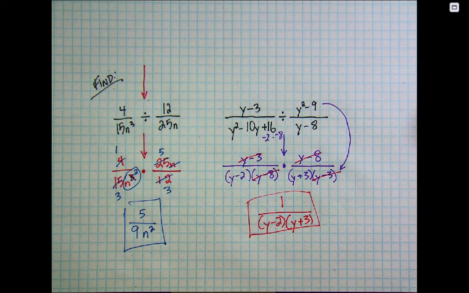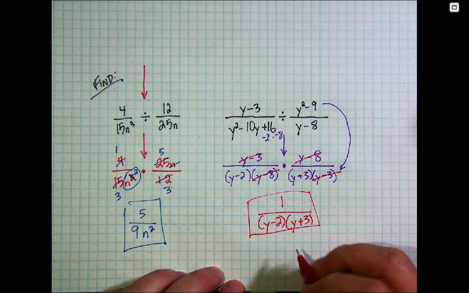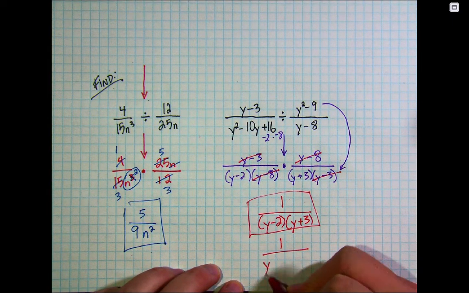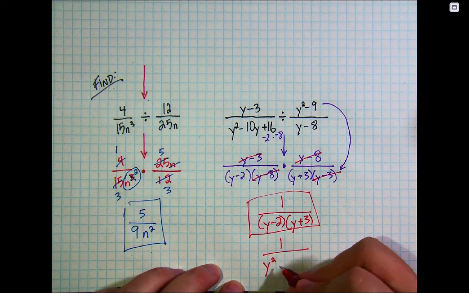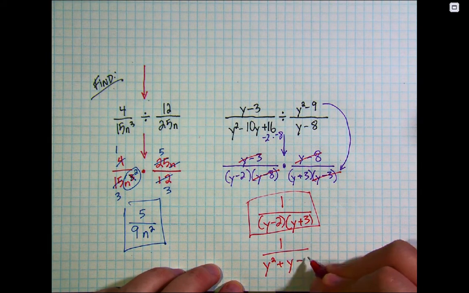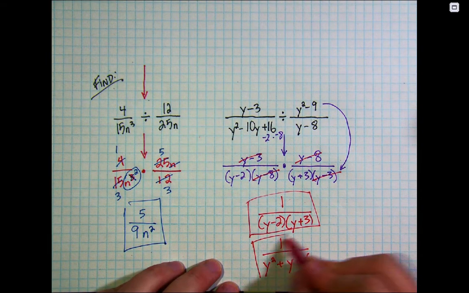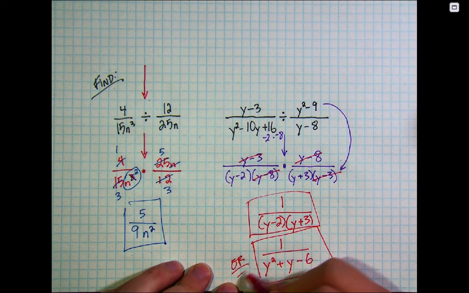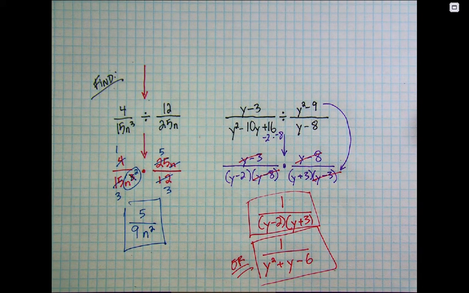Or if you really felt like it, you could FOIL that denominator back out and write it as y squared plus 1y minus 6 if you really wanted to. Either one of those would be perfectly fine way to write your answer to this problem. Hope I did that right.